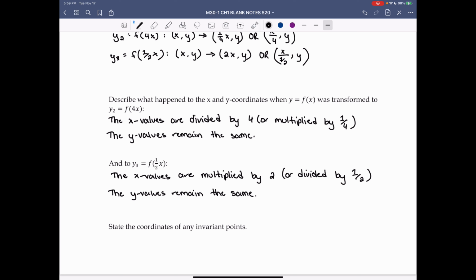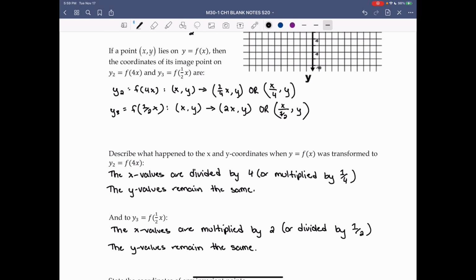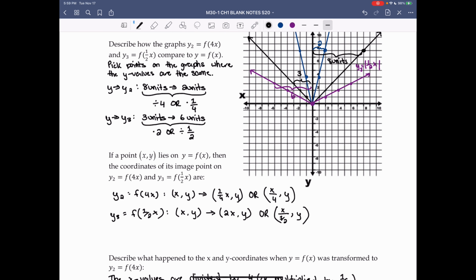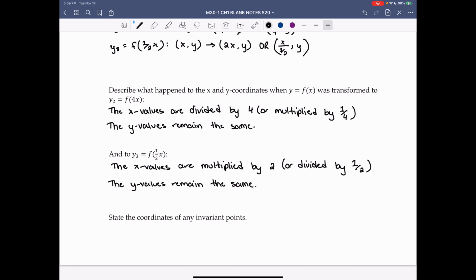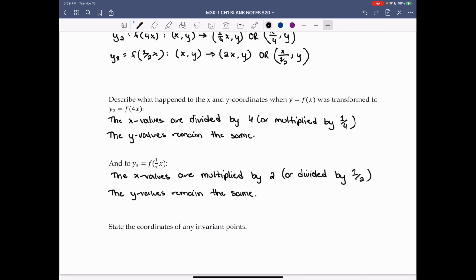State the coordinates of any invariant points. From our graph, all of the graphs have the point 0, 0. The only invariant point is the point 0, 0.